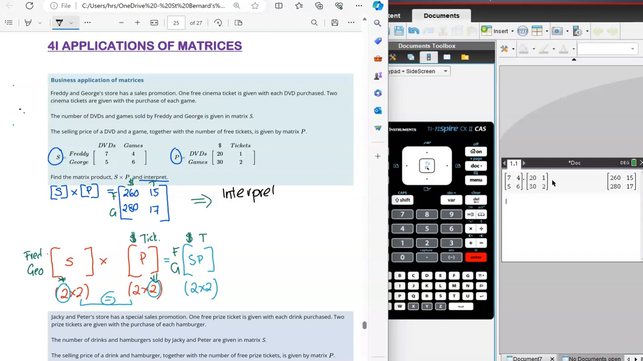How much money it's going to cost for the tickets? Well, I'm going to say it shows how much money Freddie earned selling all his DVDs and games. So this matrix shows the total earnings for Freddie and George, plus the total tickets given away.